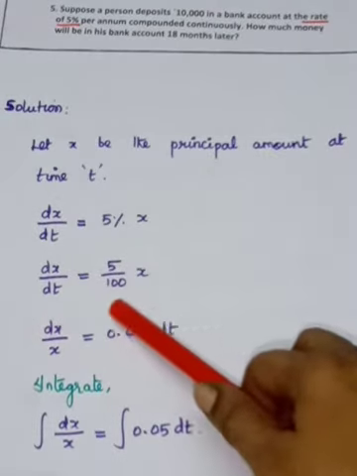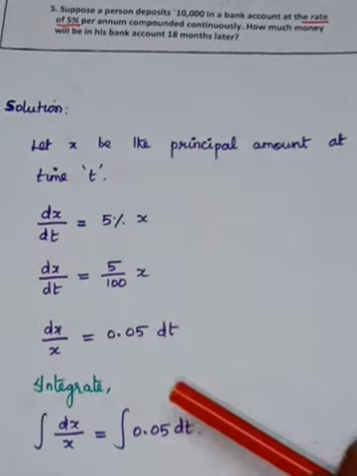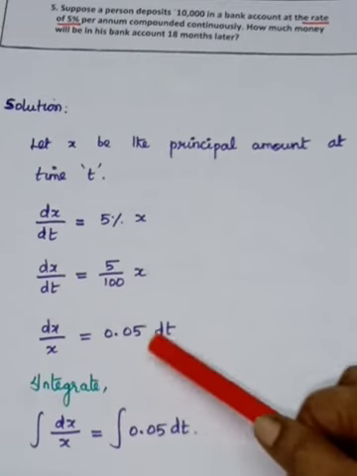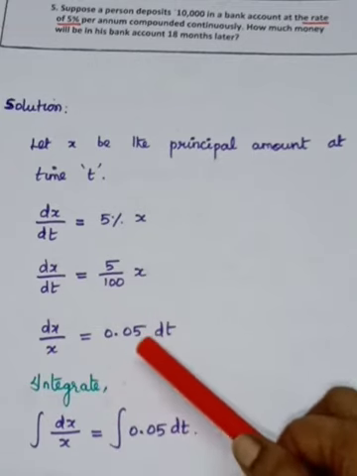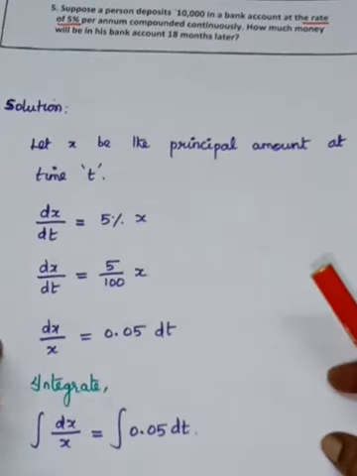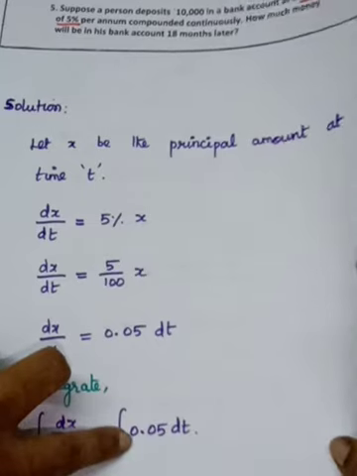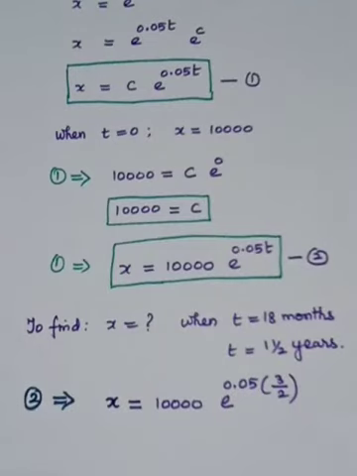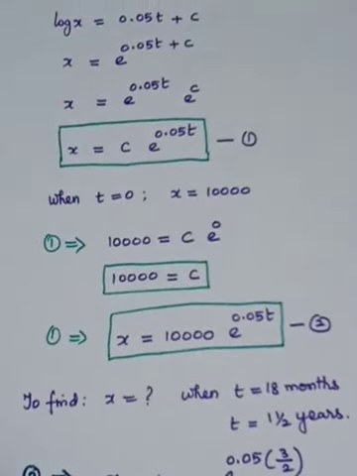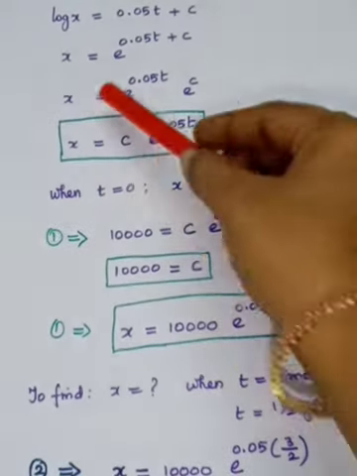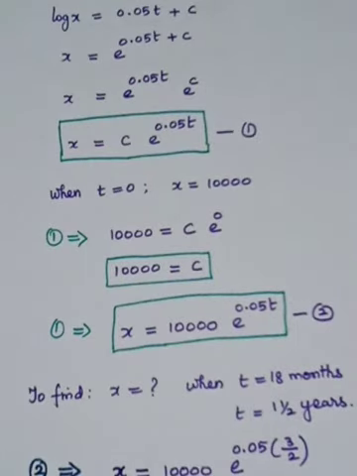So here we formed the differential equation and we have to solve it. This x will come to the denominator on the left side and 5 by 100, written as 0.05, into dt. So we have separated the variables and we are going to integrate. So here dx by x is nothing but log x is equal to 0.05, a constant, times integral dt, which is t plus c. c is the constant of integration. So therefore you get log x is equal to 0.05t plus c. So x is equal to e power 0.05t plus c.